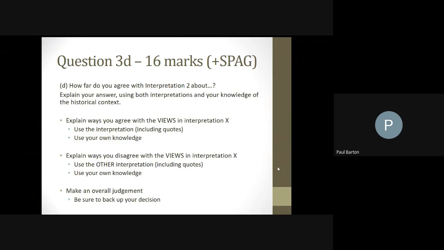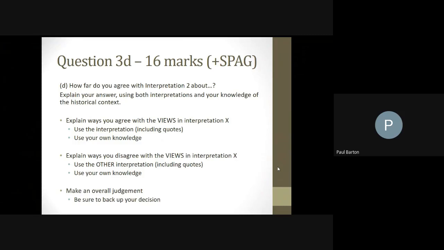And the thing I really want you to remember to include is using the interpretation in those paragraphs. It's very tempting just to use lots of knowledge, but you've got to make sure you use both of those interpretations, to either support the one that's mentioned in the question, or challenge it, and link that to your knowledge. Okay, don't forget spelling and punctuation and grammar as well in this one.